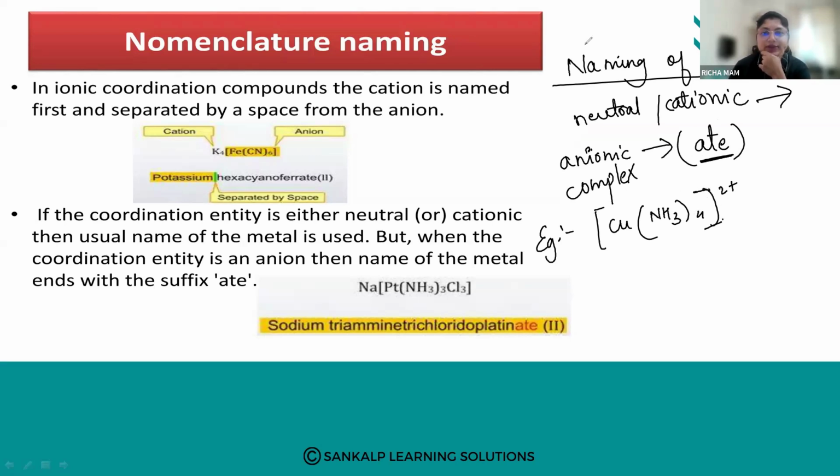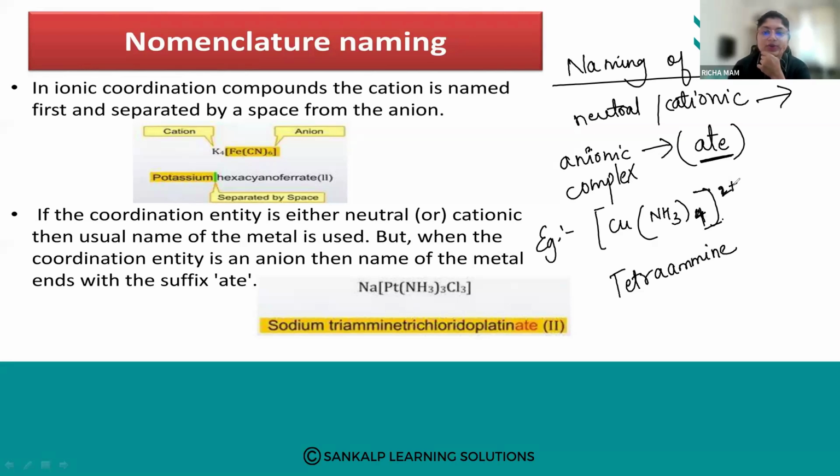Can you try, students? Anybody wants to try? First, you have to name the ligand. One type of ligand is there, that is the amine group, the ammine ligand. How many are there? Four. So it is tetra, tetraammine.